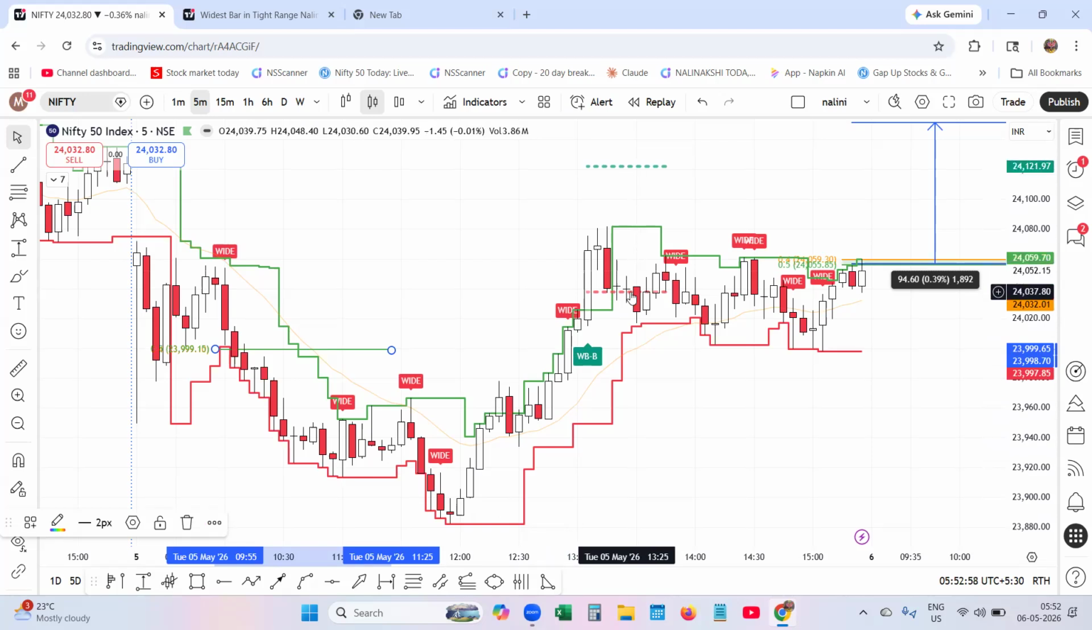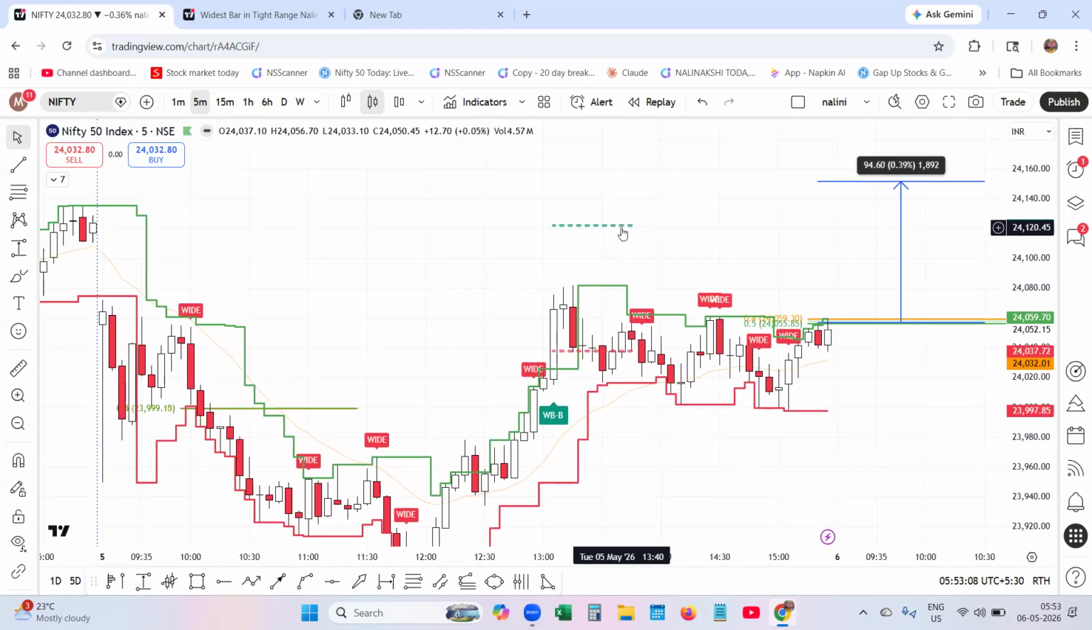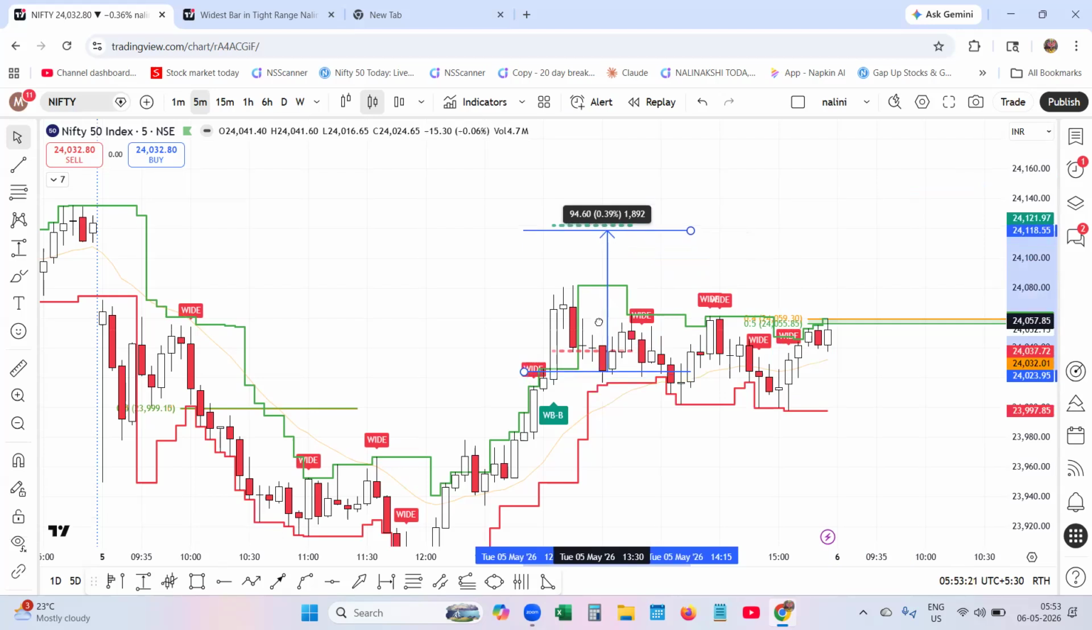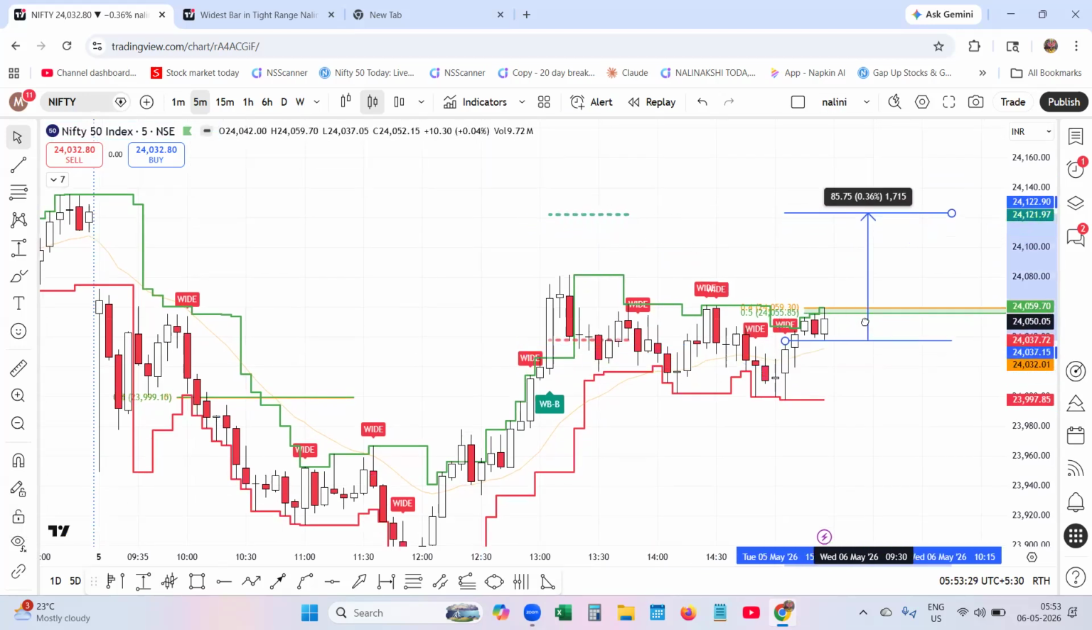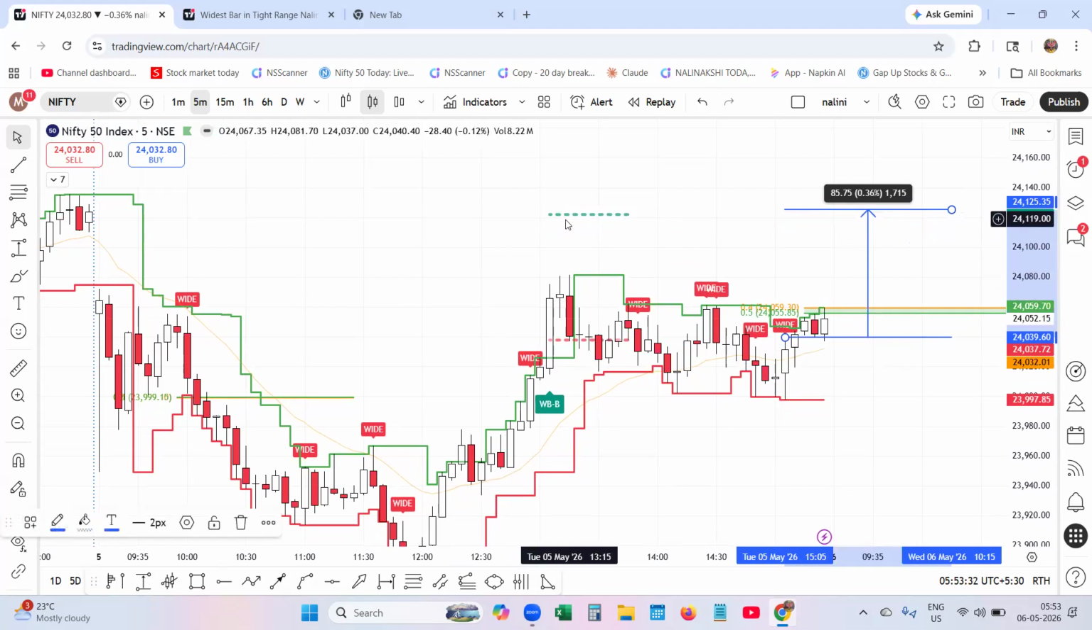At that time, the stop loss and targets have been plotted on the market. With this indicator, you will get the stop loss as well as the target. The target came almost 94, 85 points from here. But the market closed here, at 24,129.